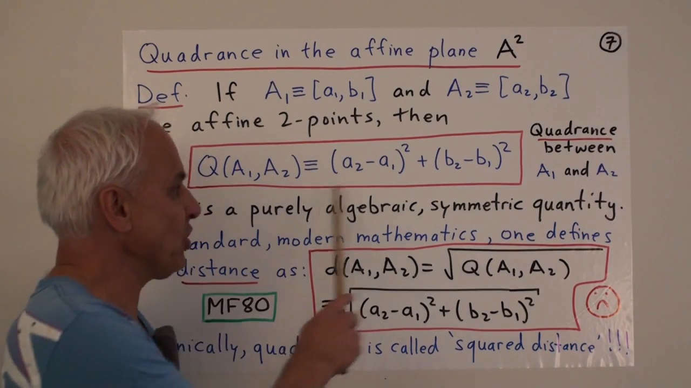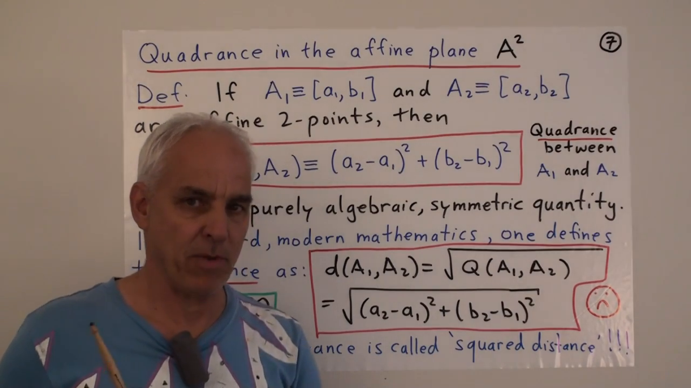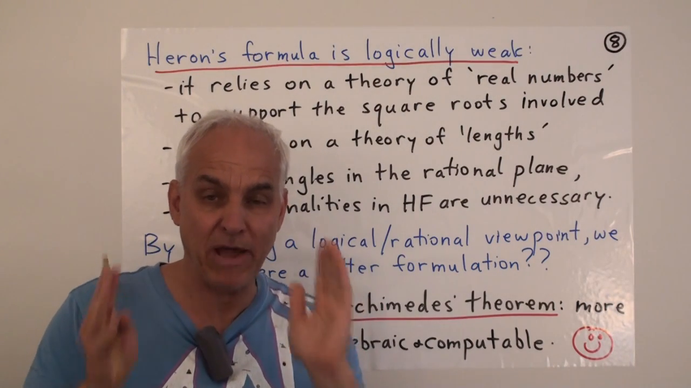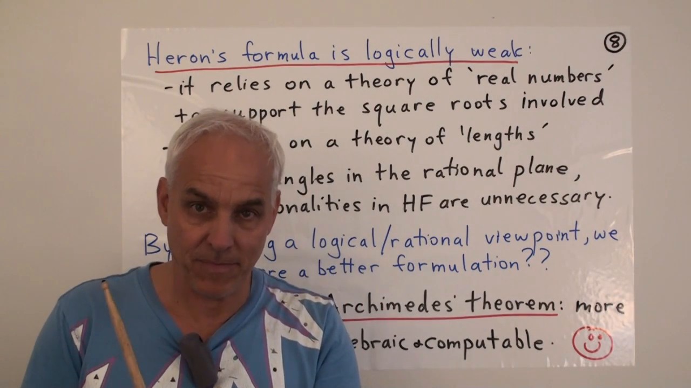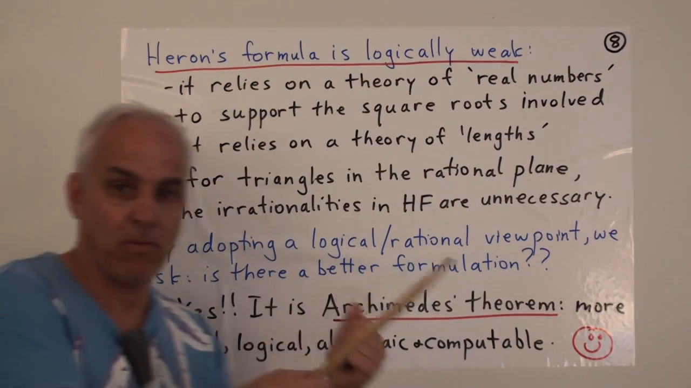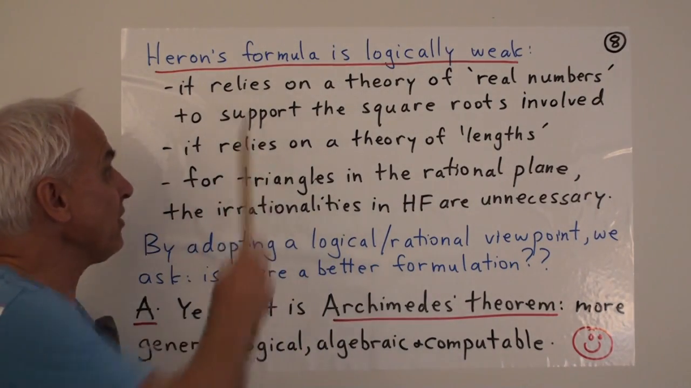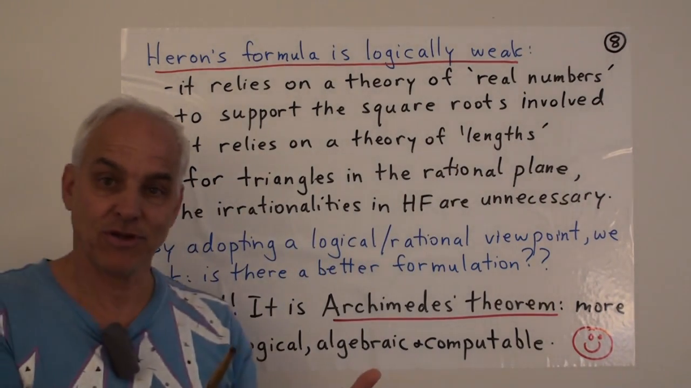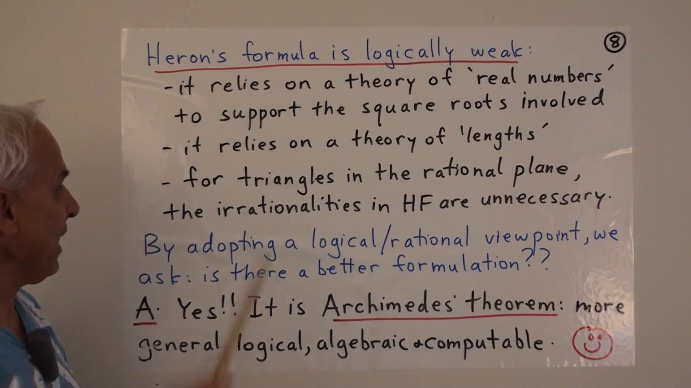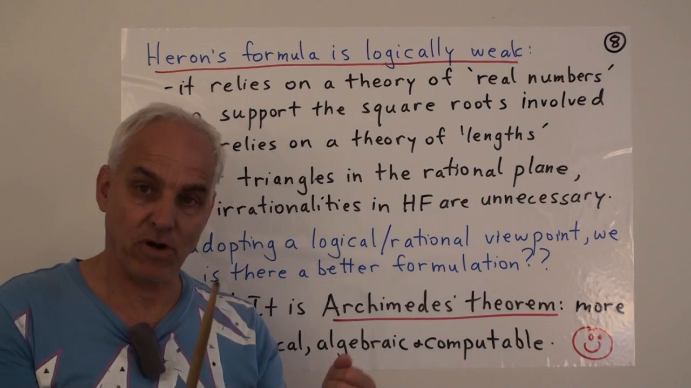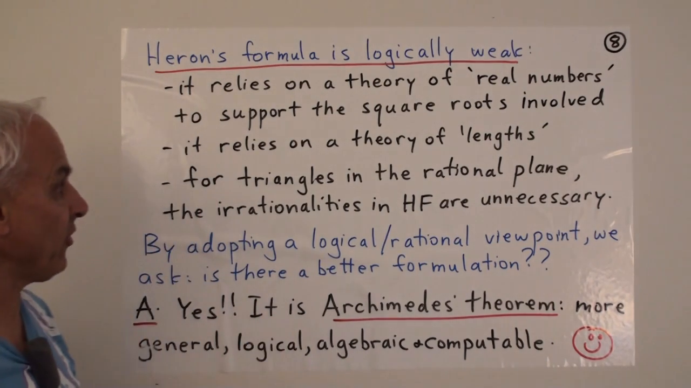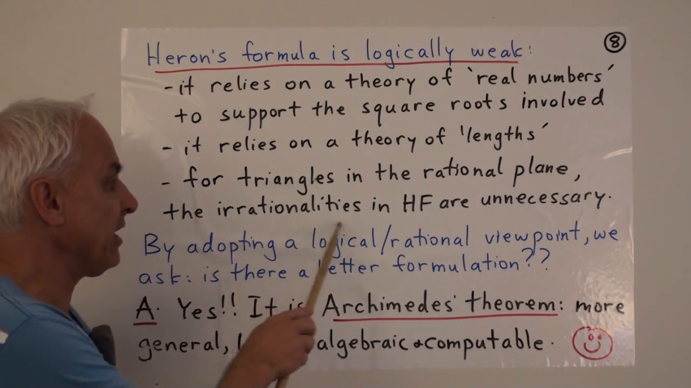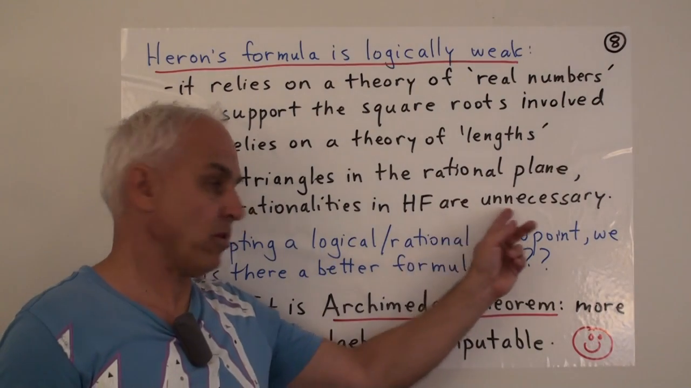All right, so now we have this notion of quadrance. And now let's have a look at Heron's formula from a different perspective. Very exciting. We're now moving towards a much better formulation of Heron's formula. First of all, we have to admit what actually is the problem with the logical weaknesses in Heron's formula. It relies on a theory of real numbers because square roots are involved. It relies on a theory of lengths, which for general segments is problematic, also because of the need for square roots. For triangles in the rational plane, the irrationalities in Heron's formula are, or appear to be, unnecessary.